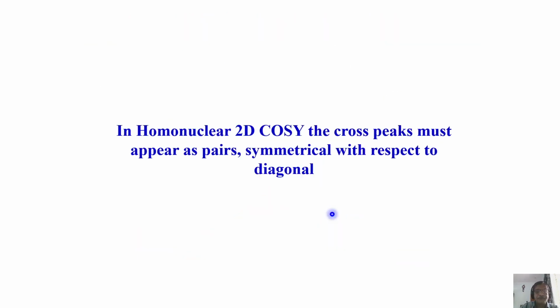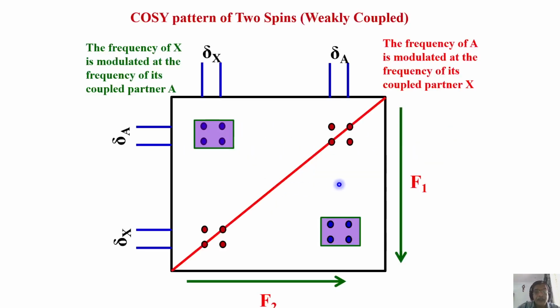Now, always remember, in homonuclear 2D COSY, the cross peaks must appear as pairs, symmetric with respect to the diagonal. Cross peaks always appear as pairs. Remember, you saw it before. This and this always appear as a pair.